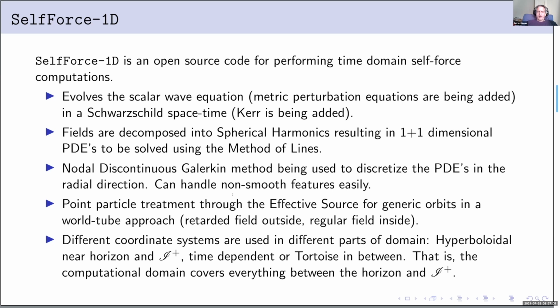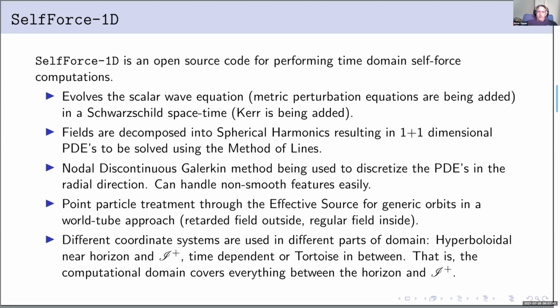So the idea is that we know that the fields are not smooth at the location of the particles, because we're using the point particle approximation. But if we keep the particle located at a boundary between discontinuous Galerkin elements, then we can still get exponential convergence with the order of the method away from that location.